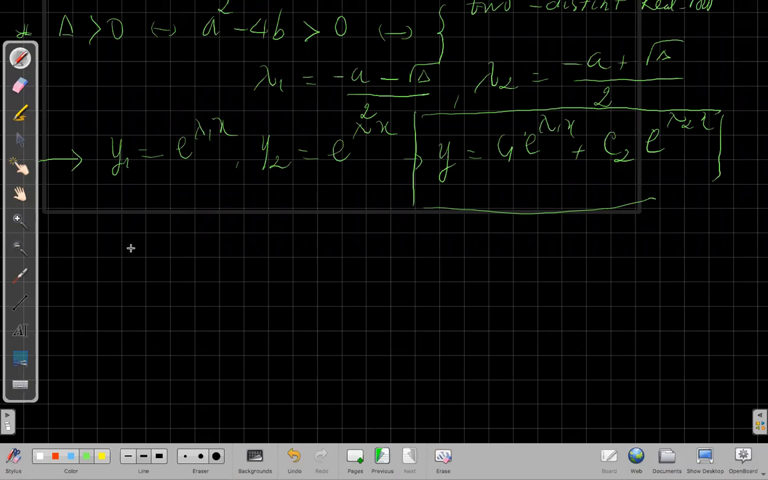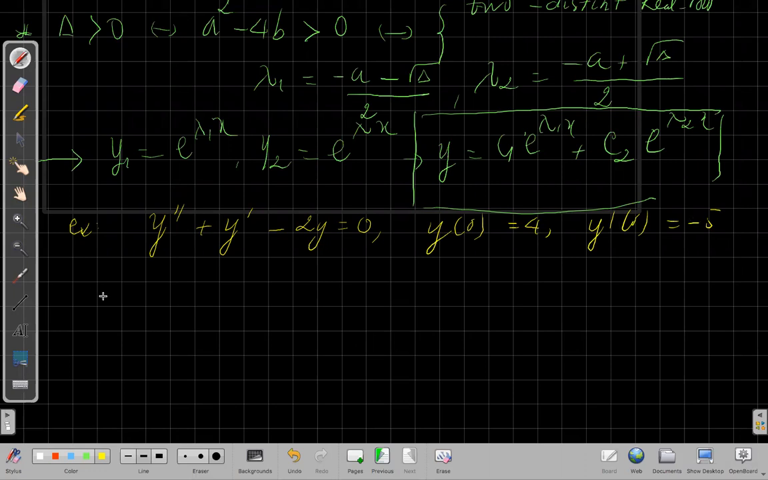So we can get an example, for more detail. Find the solution of this one: y double prime plus y prime minus 2y equal to 0, with the initial conditions y(0) equal to 4 and y prime of 0 equal to minus 5.